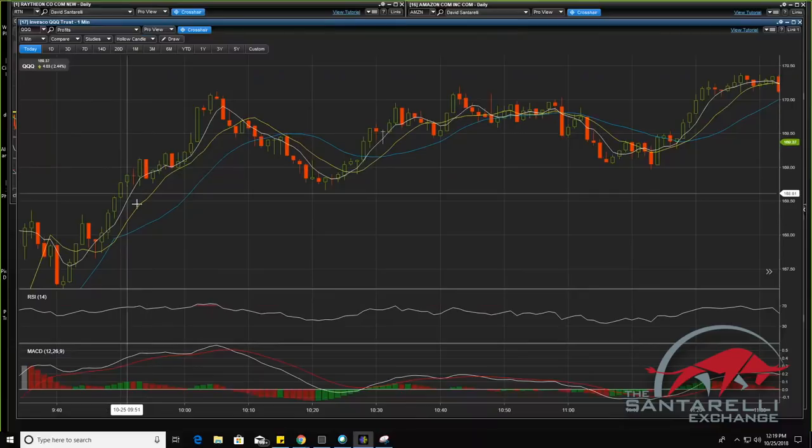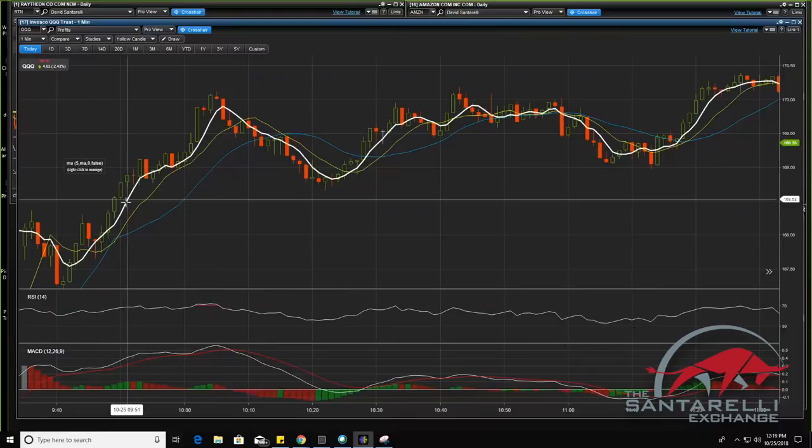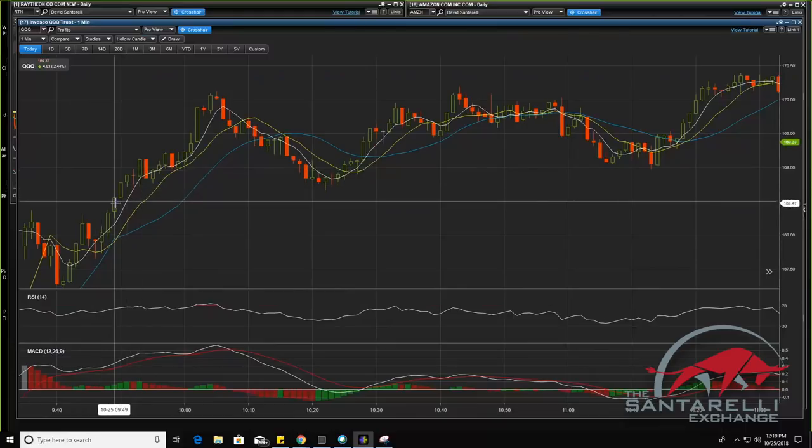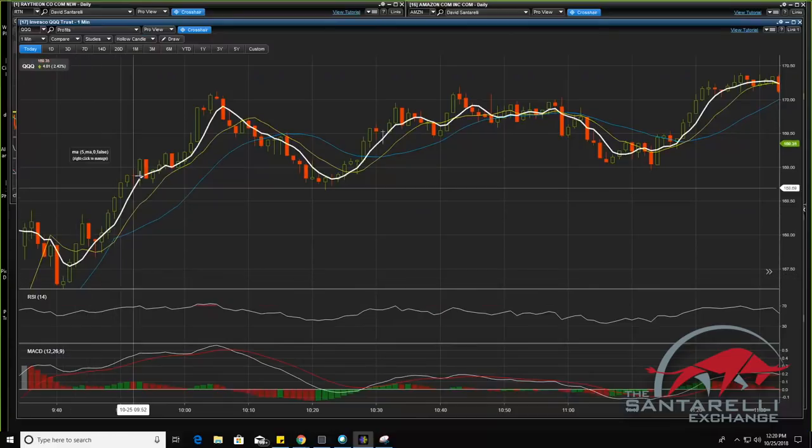So the smaller the SMA you go for your stop loss, or where to exit a trade, your target for a trade, the smaller the time frame your trades are going to be. So if you got in using the 20-day, you got in back here, and then as soon as it crosses below the 5-day, here's your stop.